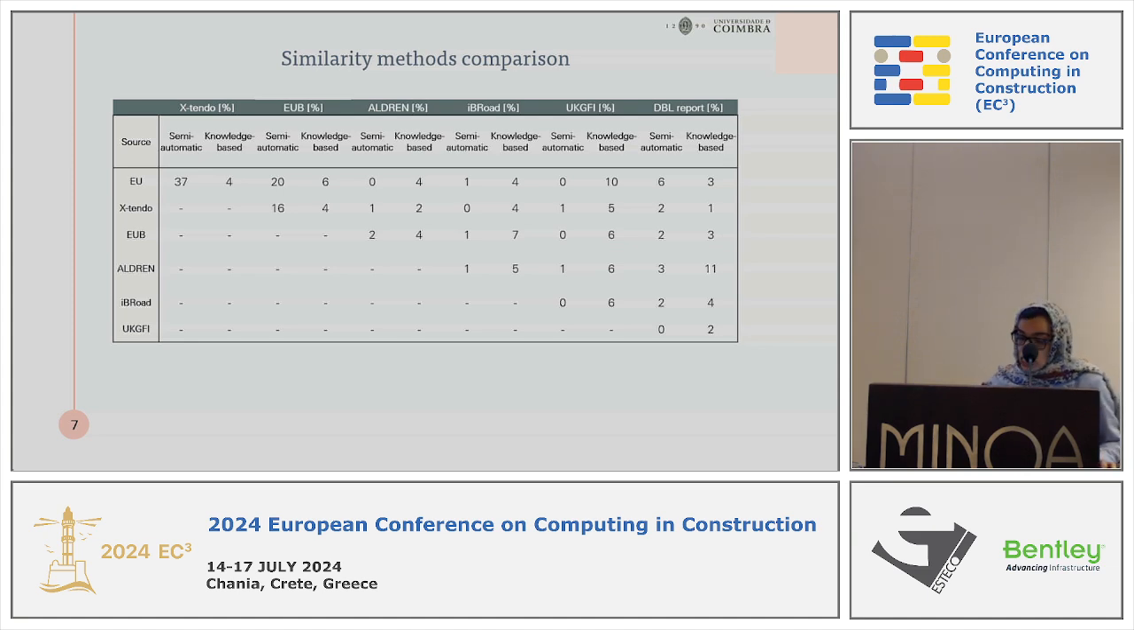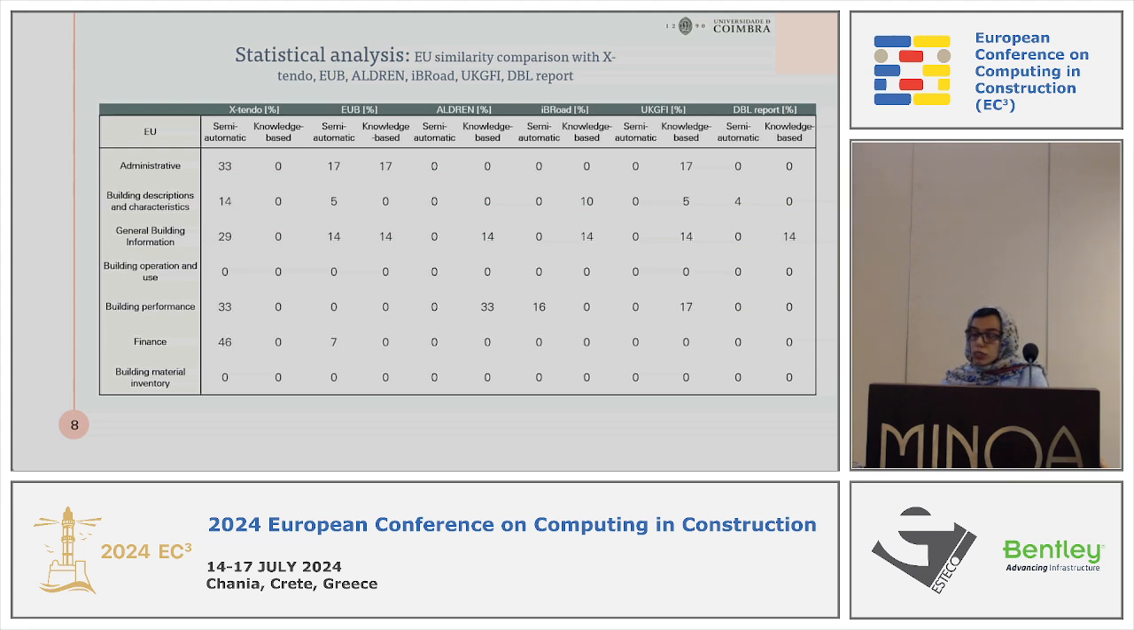For the next stage, we compare semi-automatic and knowledge-based methods, and we have found that the semi-automatic method for the comparison of EU to Extendo and EUB project performs better than it happened for Extendo and EUB project, but for the rest of the projects, the knowledge-based method performs better. And we also calculated the similarity percentage of group of elements of different data models with the other models.